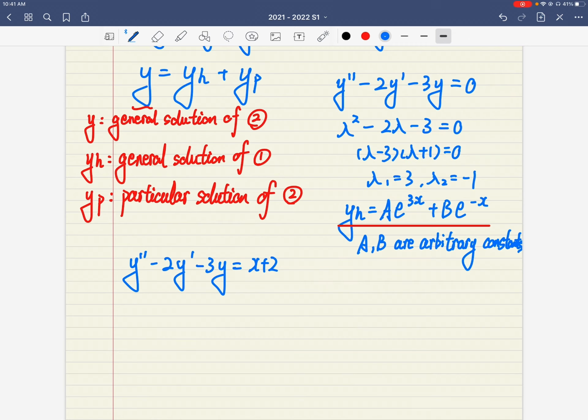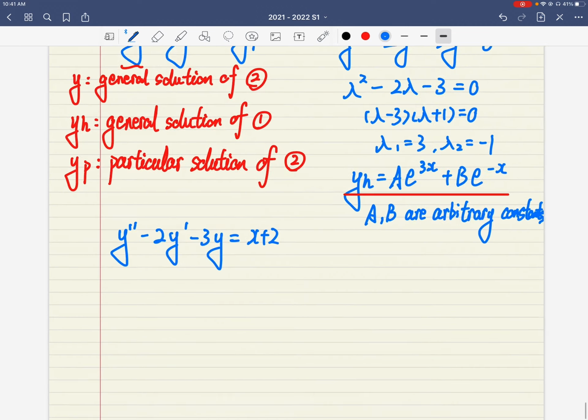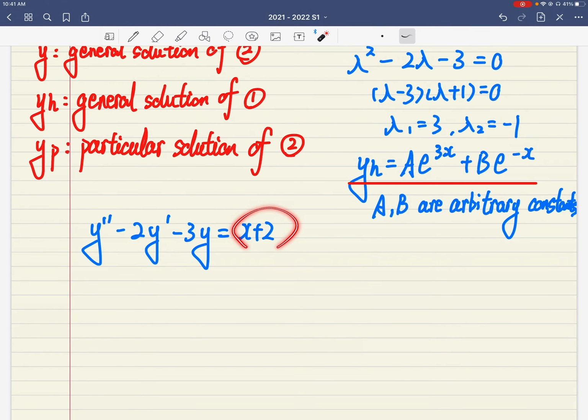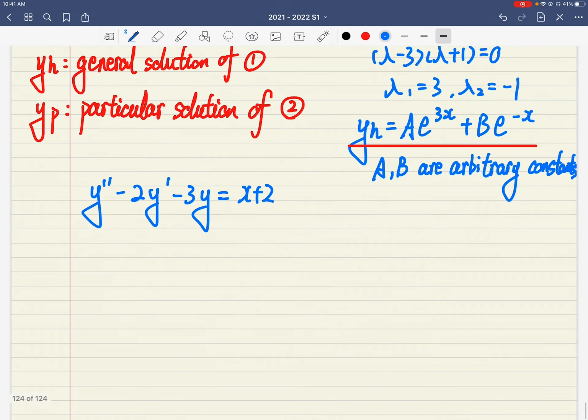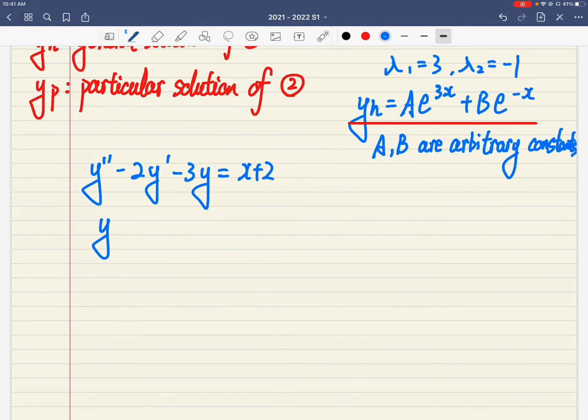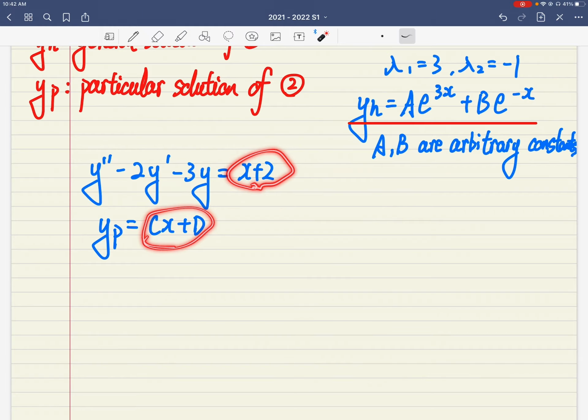Here we can just use the undetermined coefficients because the right-hand side is a power 1 polynomial. So we can assume that this particular solution will also be a power 1 polynomial. Let's call it Cx plus D. This follows the form of the right-hand side, so we expect the particular solution to look the same.